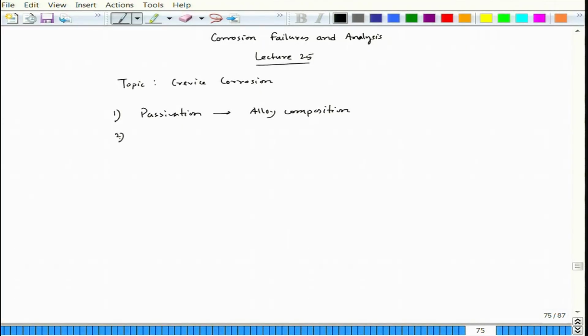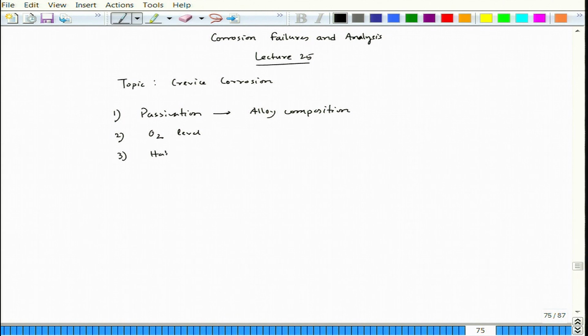Then of course, we have the oxygen level in the solution. As we have explained, if we heat the water or the electrolyte, the oxygen level drops, and that would lead to a situation where crevice corrosion may not grow as fast as the situation where the oxygen level in the solution at the beginning of the process is very high. So, oxygen level becomes very important. Then third is halides, chlorine, bromine. If they are present, we would see that the crevice corrosion becomes very aggressive.